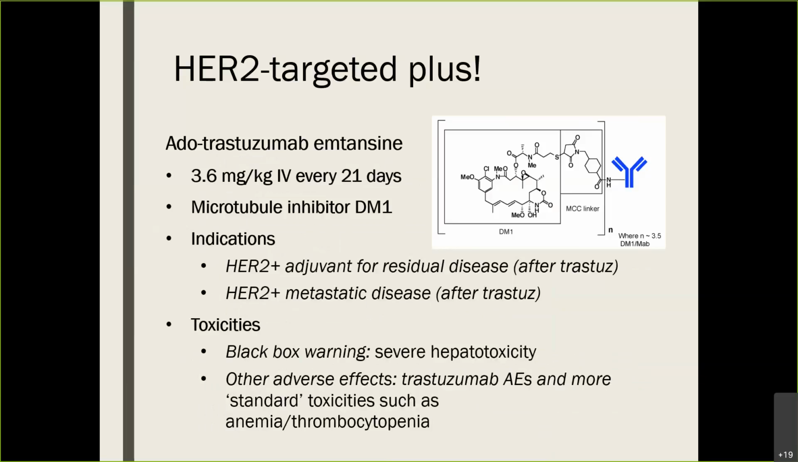Ado-trastuzumab emtansine, brand name is Kadcyla. This is the first antibody-drug conjugate, I believe, that made it to the market. Here in the picture, you can see that you have a HER2-positive trastuzumab monoclonal antibody. You have a linker from that monoclonal antibody to DM1, which is emtansine. Emtansine is a microtubule inhibitor that basically serves as a chemotherapeutic agent attached to a monoclonal antibody.